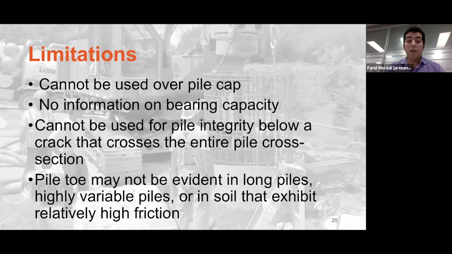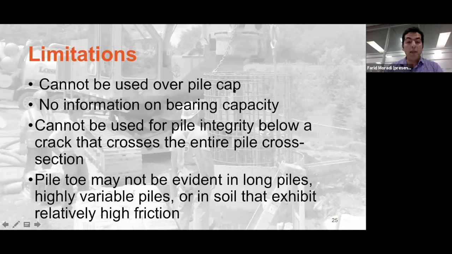This test provides no information on bearing capacity. This test cannot be used for integrity below a crack that crosses the entire cross section, let's say major construction joints. If you have a pile of 20 meters and you have a joint at a depth of, for example, 7 meters, this test cannot help you to understand the integrity of the pile below the depth of 7 meters because of that major construction joint.